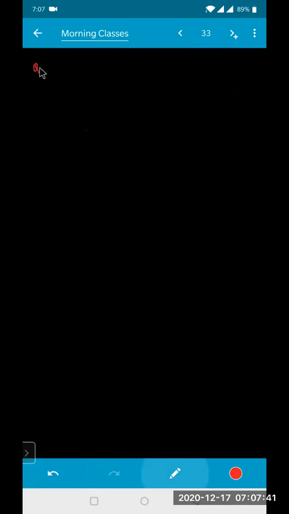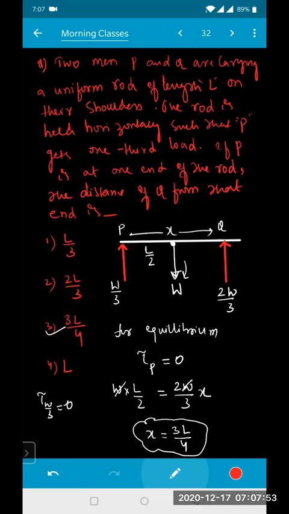I'll give you one more question. But first, make the directions of the torques clear. This one is clockwise and this is anti-clockwise. Only two torques. Clockwise torque must be equal to anti-clockwise torque. Anti-clockwise will be taken positive and clockwise will be taken negative.